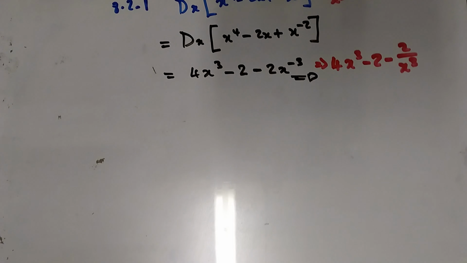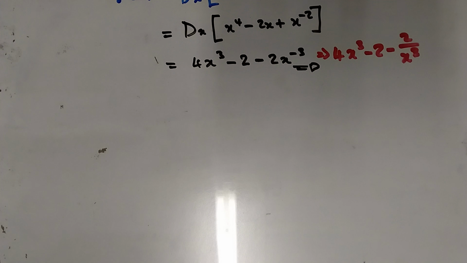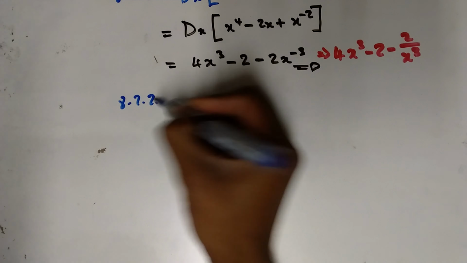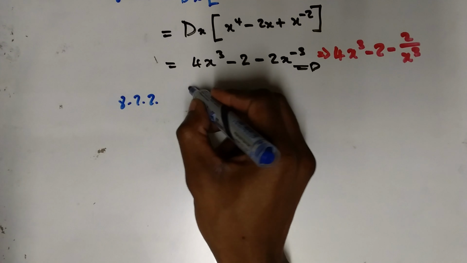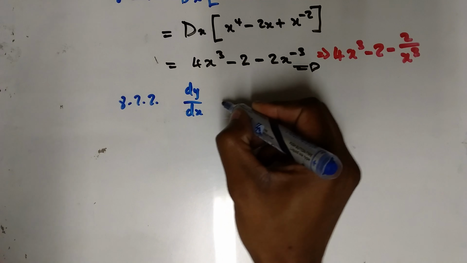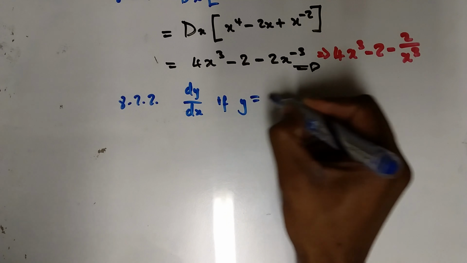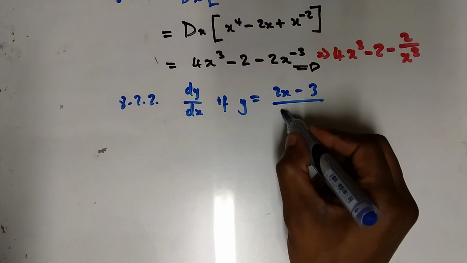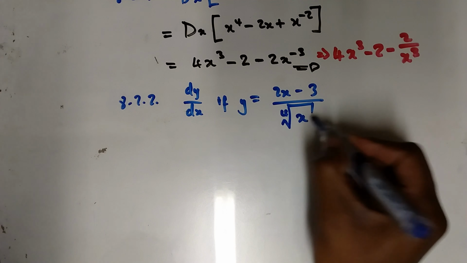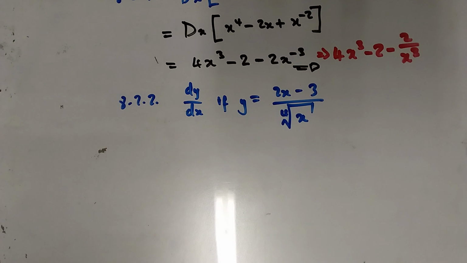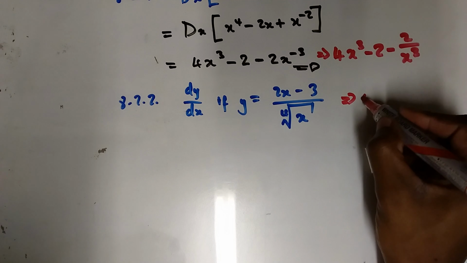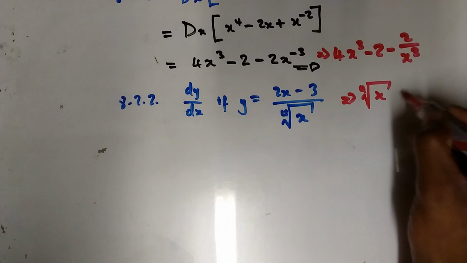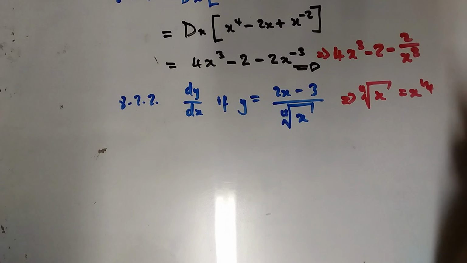So let us do our question 8.2.2. It says that we should find dy/dx if y is given by (2x minus 3) all over the fourth root of x. Remember that we can rewrite the fourth root of x as x to the exponent 1/4.